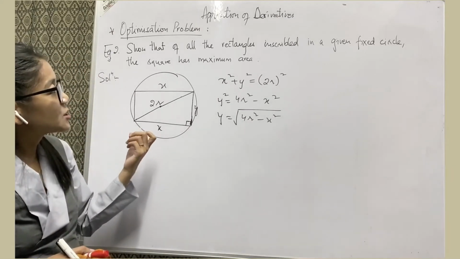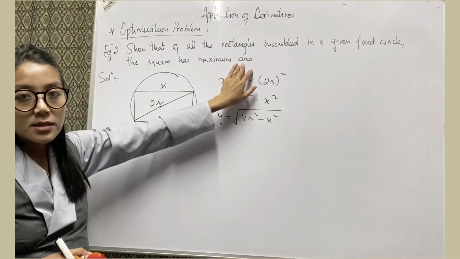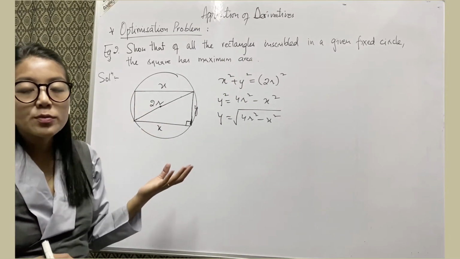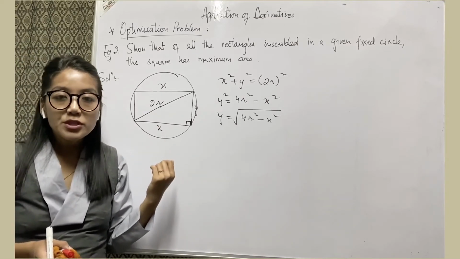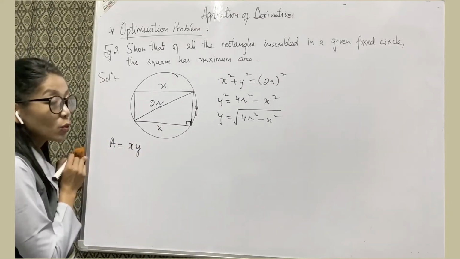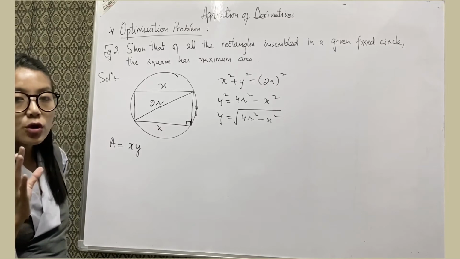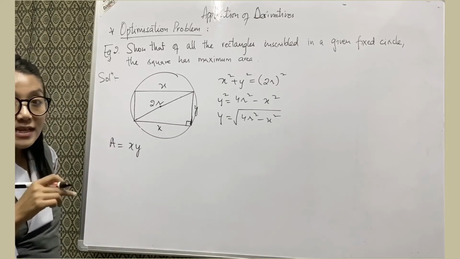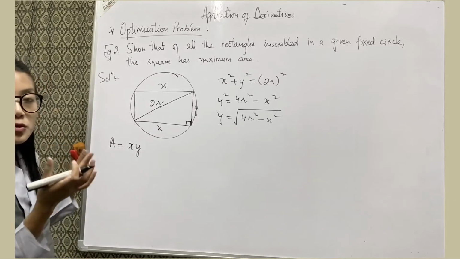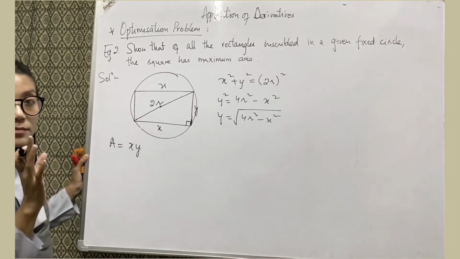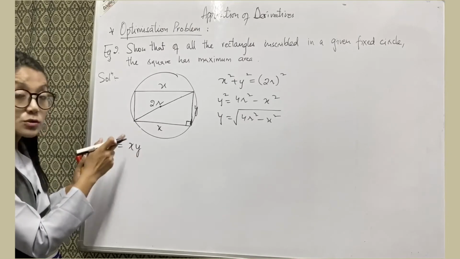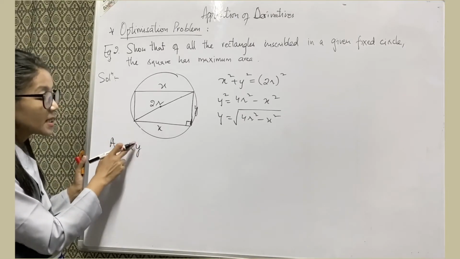Now here, which quantity is to be maximized? Area is to be maximized. You have to find the maximum area. Now you know that when area is to be maximized, you have to differentiate the area. The area of the rectangle is x into y. You have to prove that out of all the rectangles, the square has the maximum area, which means you have to show that x is equal to y at maximum area. When you express A in terms of two variables, you cannot differentiate it, so you have to express it in one variable.